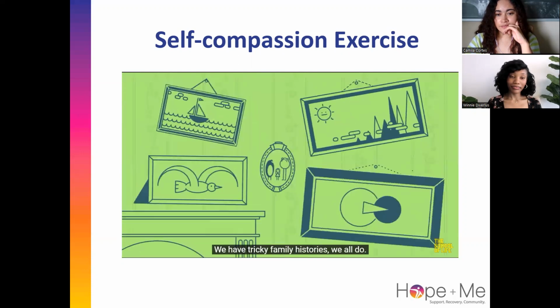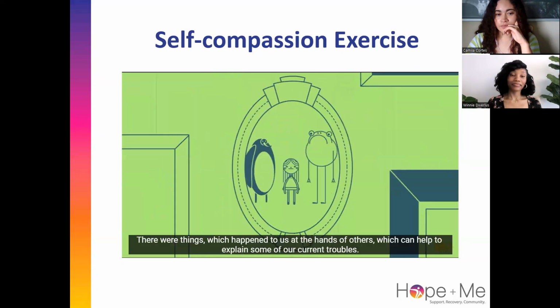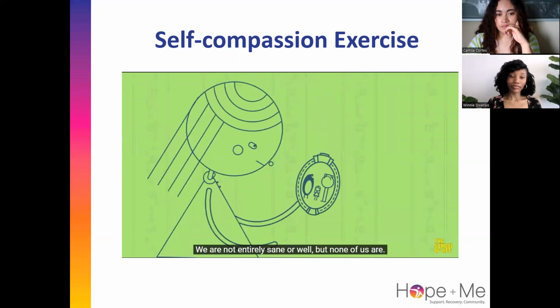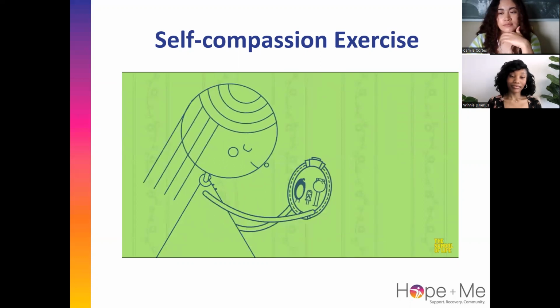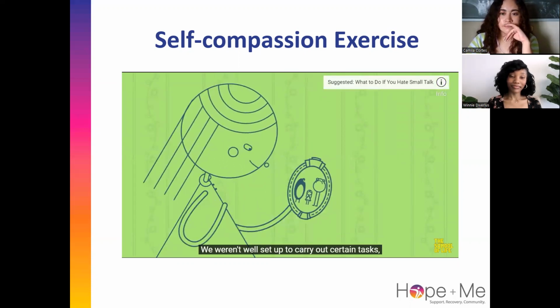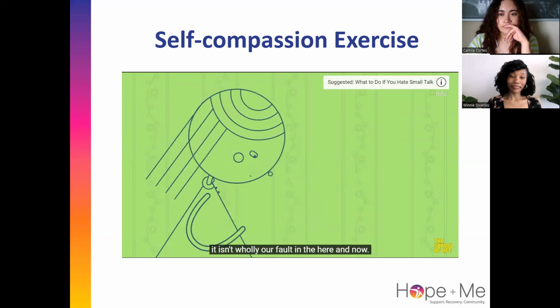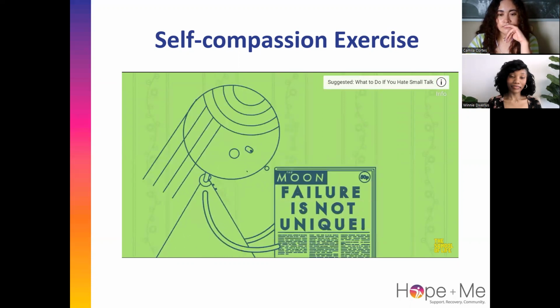We have tricky family histories, we all do. There were things which happened to us at the hands of others which can help to explain some of our current troubles. We're not entirely sane or well, but none of us are. We weren't well set up to carry out certain tasks. It isn't wholly our fault in the here and now.